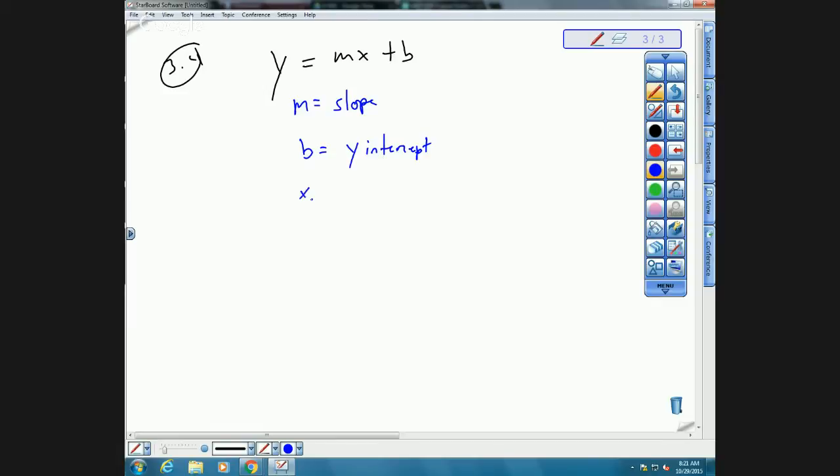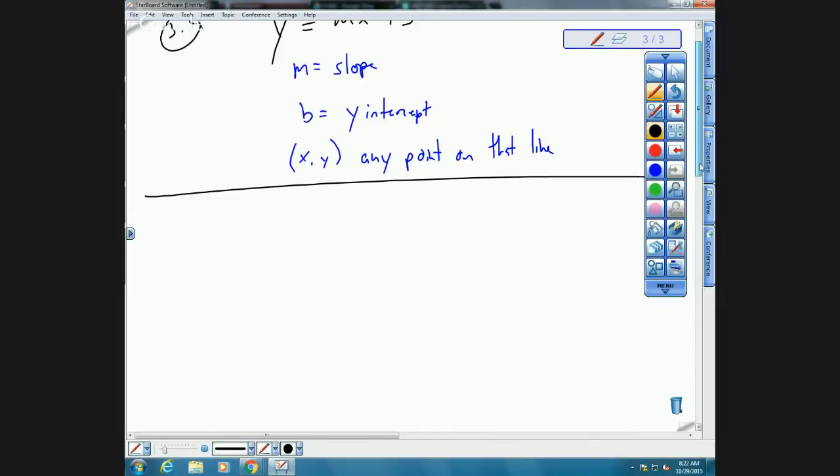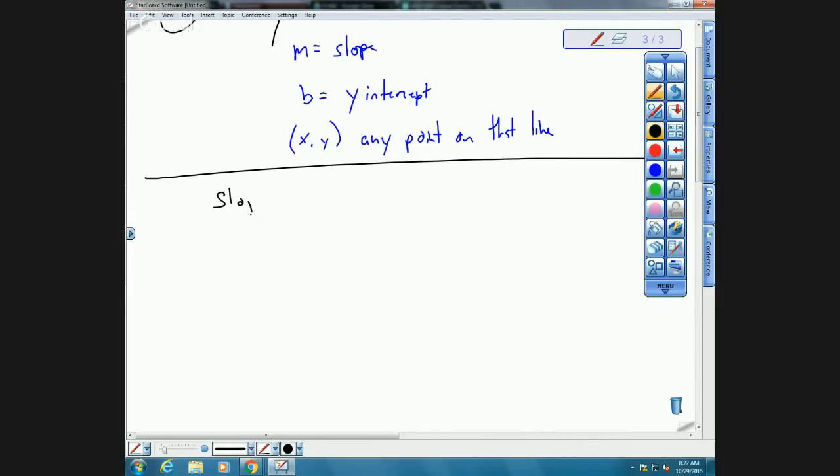The x and y, we have talked about too. It is any point on that line, right? Because x and y create a point. So the x and y end up being any point on that line. So we're going to use y equals mx plus b to graph, but first we haven't talked about slope yet, so let's talk about slope.